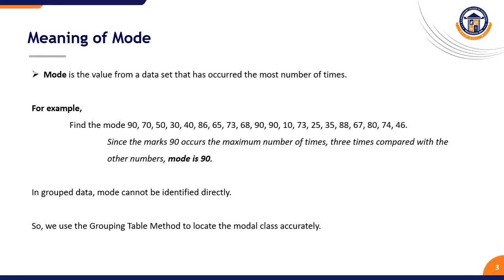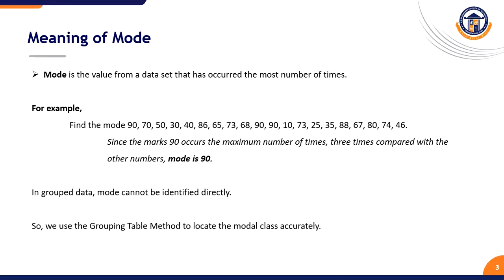Mode is the value from a data set that has occurred the most number of times. For example, the given data: 90, 70, 50, 30, 40, 86, 65, 73, 68, 90, 90, 10, 73, 25, 35, 88, 67, 80, 74, 46. We find the mode for the above data.